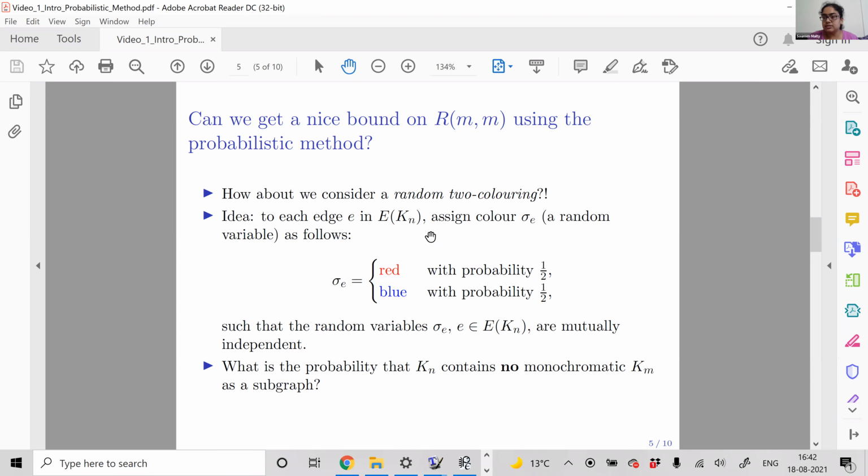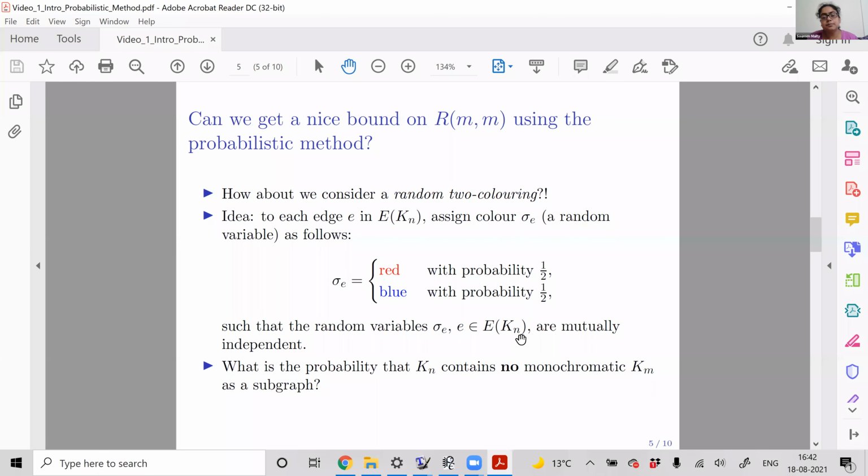And how does it behave? What is its distribution? Sigma sub e takes the value red with probability half, and takes the value blue with probability half, which means that you uniformly randomly choose between red and blue and assign the chosen color to the edge. And importantly, you do this independently over all the edges, which means that the random variables sigma sub e, for small e belonging to the entire edge set capital E, are all mutually independent.